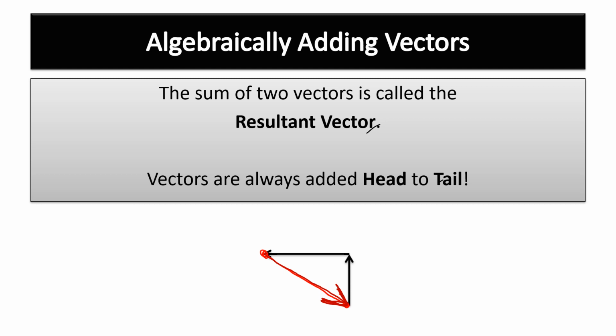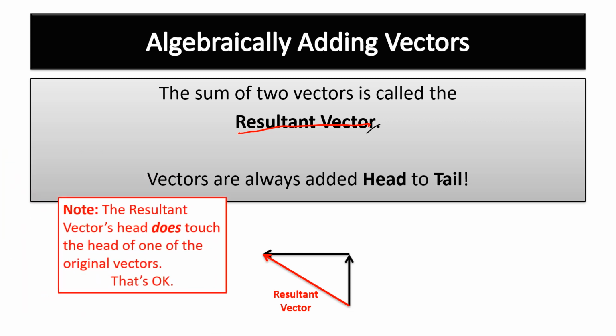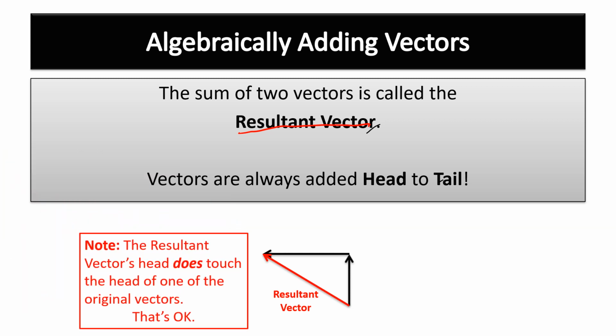So instead of continuing with our head to tail mantra, when you're drawing the resultant vector, it's always from where you started. Picture yourself like a little person on the screen, and you're going to walk up, and then you're going to walk over, and you finish here. So from start to finish, just like that, that's the resultant vector. Okay? So the resultant vector head does touch the head of one of the original vectors.